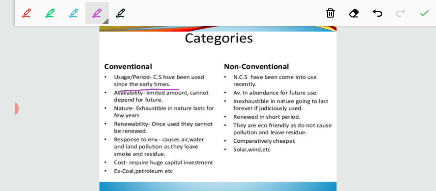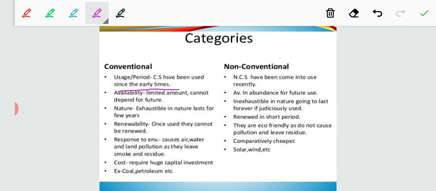Next, the response to the environment. Okay, what is their response to the environment? Now, conventional resources are basically the polluting ones. That means they pollute the environment, because when these resources generate energy, they emit lots of poisonous gases and smoke. So, conventional resources are polluting in nature, but non-conventional energy resources are eco-friendly. They don't emit any such poisonous gases.